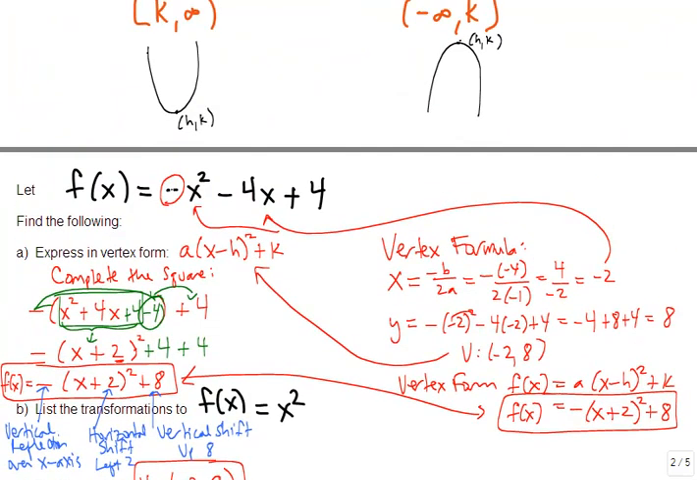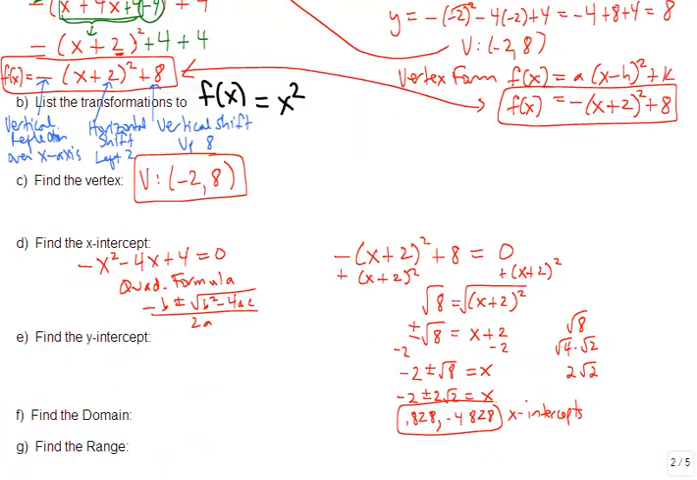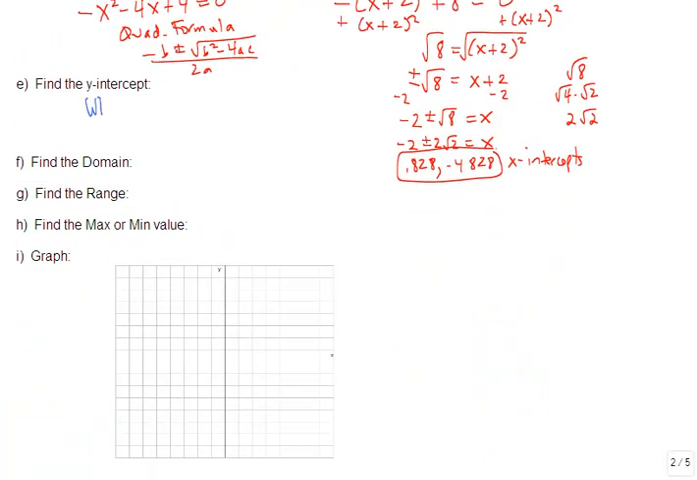You're just going to go back up to your original function, and a y-intercept occurs when x is 0. So I'm going to plug in 0 for this x and 0 for this x. So all I'm going to end up with is that constant on the end, that plus 4. So when x is 0, y equals 4. So that's your y-intercept.